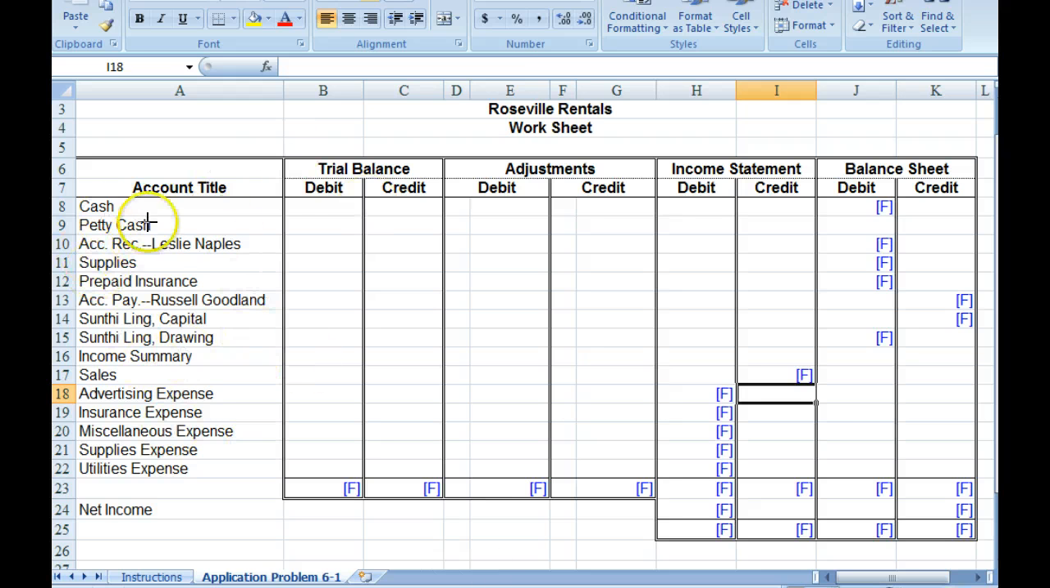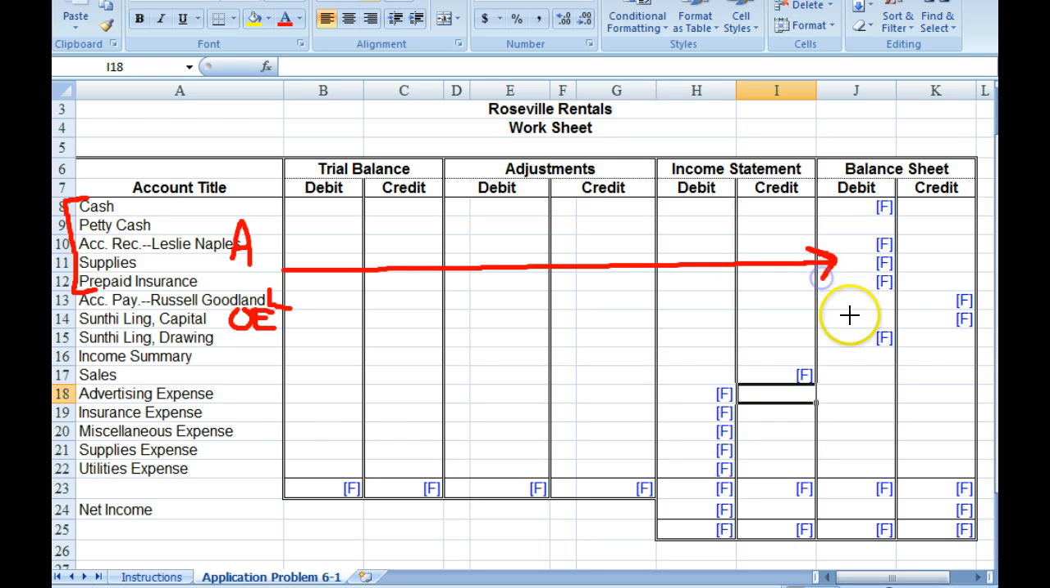So assets, if you remember, are from cash all the way down to prepaid insurance. Those are assets. Liability accounts are accounts payable accounts. And then we've been dealing with capital, which is known as equity account. If you remember, we transferred all of those balances from the trial balance side to the balance sheet. That's also the name of the financial report which we prepared.